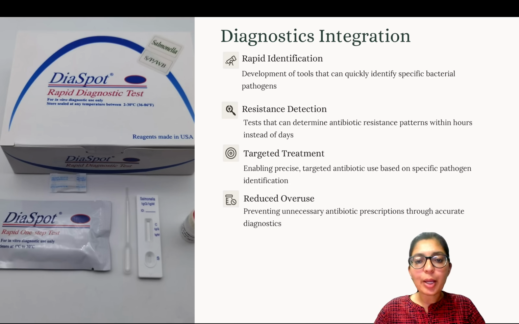So if there is rapid identification, resistance detection, targeted treatment, reduced overuse, all these factors are very helpful in combating resistance regarding the antimicrobe.